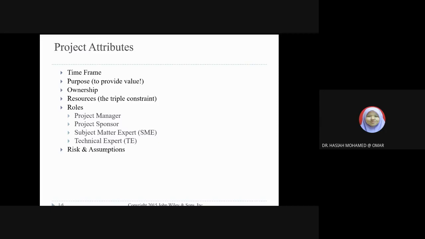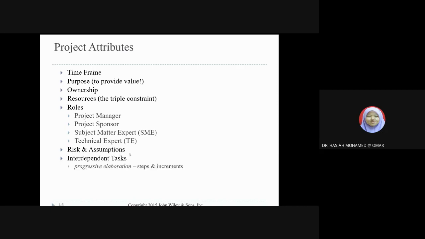Technical expert is somebody who is an expert in the technical part. They know about the technology that needs to be used, the facilities, the hardware, the software, the technical part. If our project is regarding the network, then they know how the network working environment operates. Risk and assumptions, we have learned this in chapters 8, 9, 10.